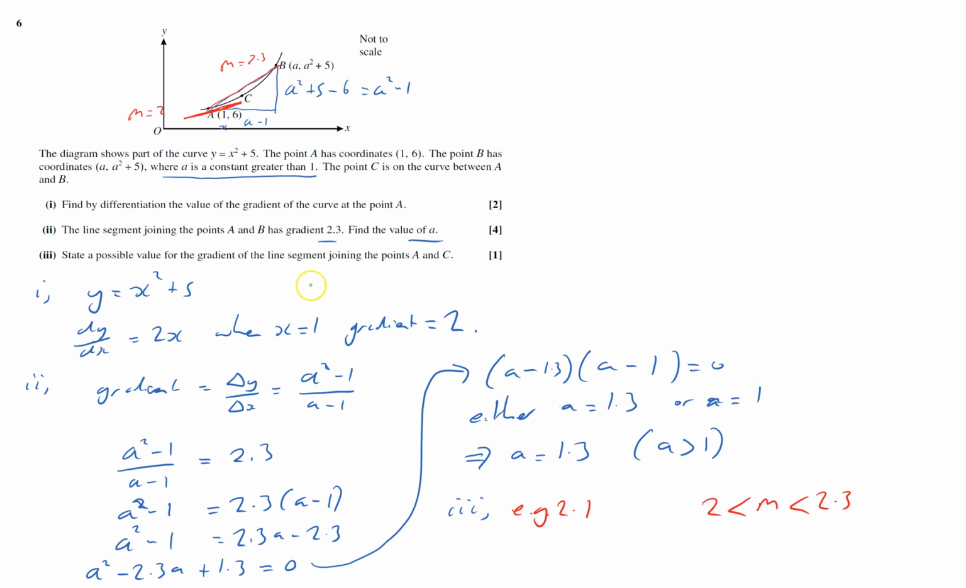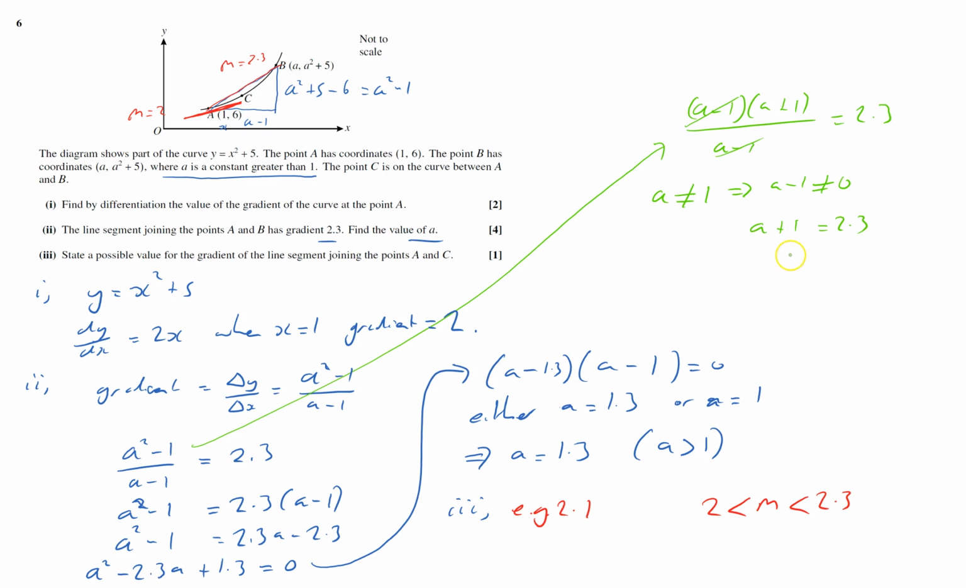Of course, what you could have done, going back to here, we could have said that is a minus 1 times a plus 1, all over a minus 1, and that equals 2.3. And you could have said that a cannot equal 1, therefore a minus 1 cannot equal 0, and therefore we can cancel out. We get a plus 1 equals 2.3, so a equals 1.3. So we could have gone in quicker that way, but either way, that's question 6 done.